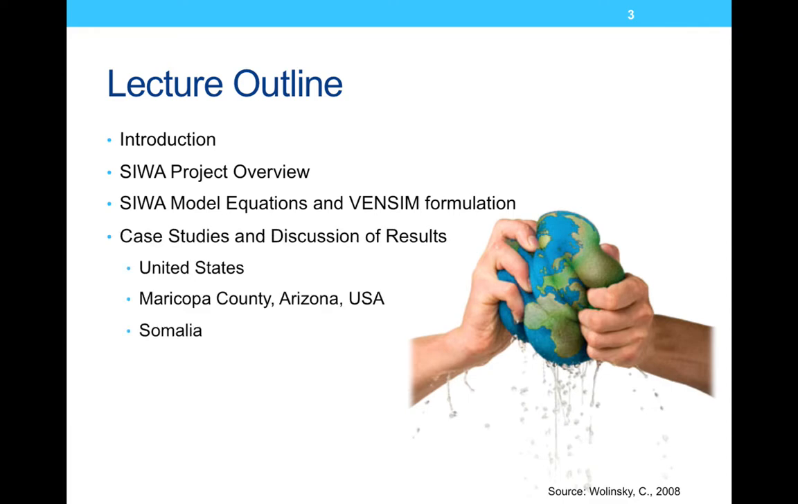We'll go through a few case studies for the continental United States, for Maricopa County in Arizona, in honor of the several number of students that we have from Arizona State University enrolled in this class. And we'll talk about also the case study that actually motivated the development of this model, which is the case in Somalia, which underwent a very severe drought a couple of years ago, and there were some interesting results that we were able to pick up with this model. Finally, I'll do some concluding remarks and point out some future directions and expectations for this work.